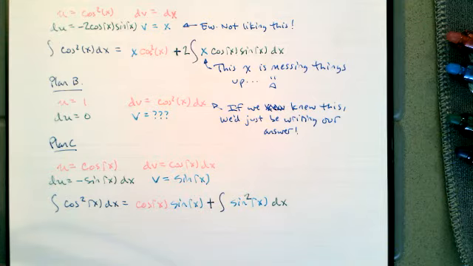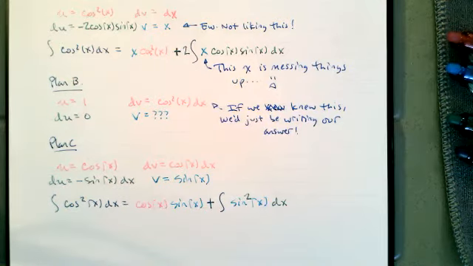In plan B, we broke the other rule of parts. dv has to be something we can integrate. We wouldn't be doing parts if we knew what the integral of cosine squared was. So plan C, we split the cosines. So at least we've made progress. Cosine times sine plus the integral of sine squared dx.